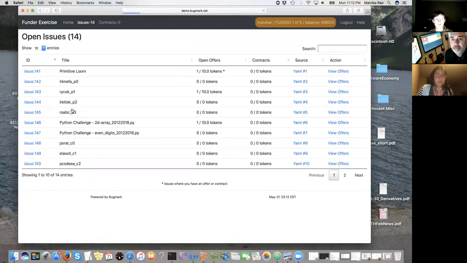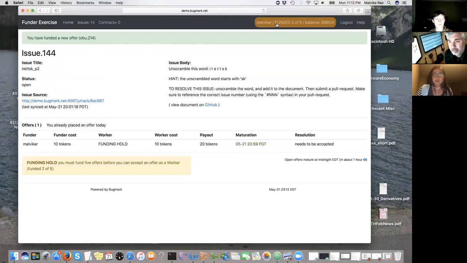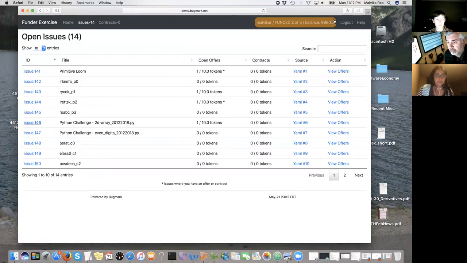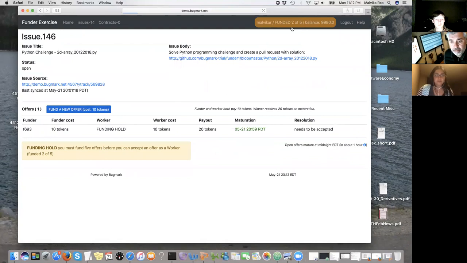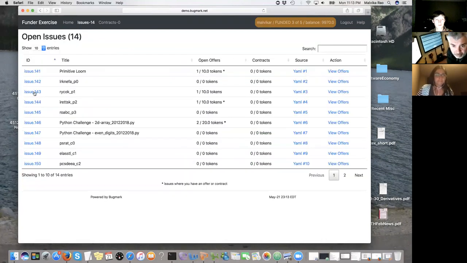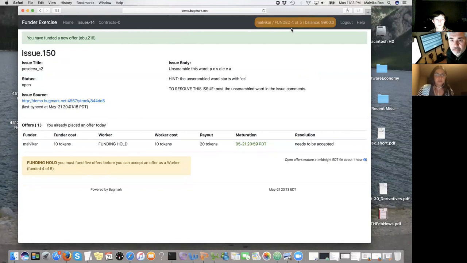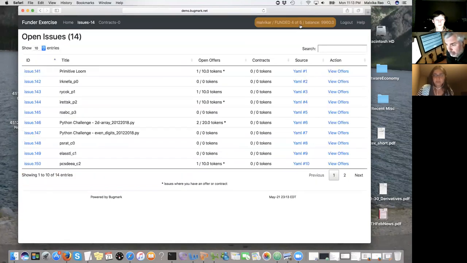So I'll fund a few more. Fund a new offer. That's 2. Let's do this. That's 3. So up over here in the upper right corner, the brown button shows my username. It shows funded 3 of 5. I funded 3 out of the 5 that I need to fund in order to start work. And then there's my balance. Fund this. And let me go to the second page.